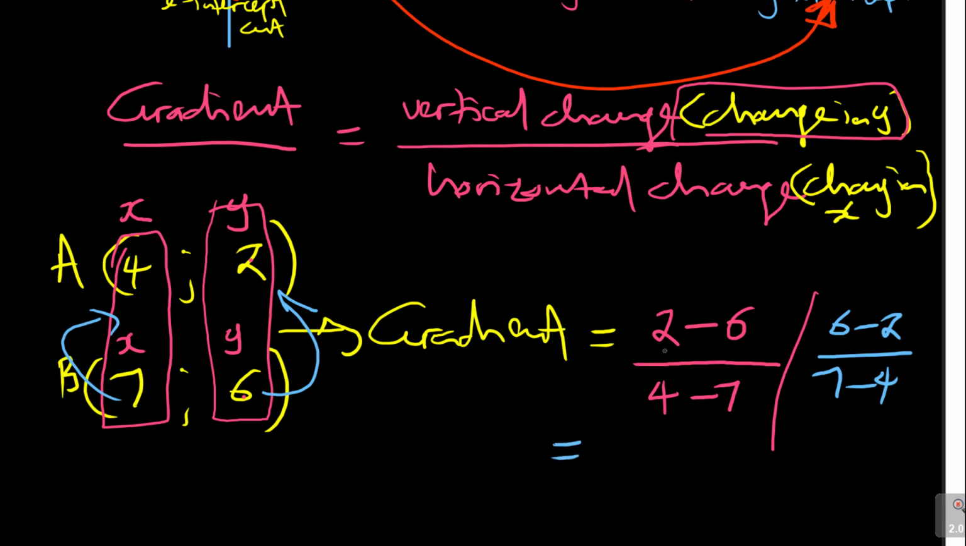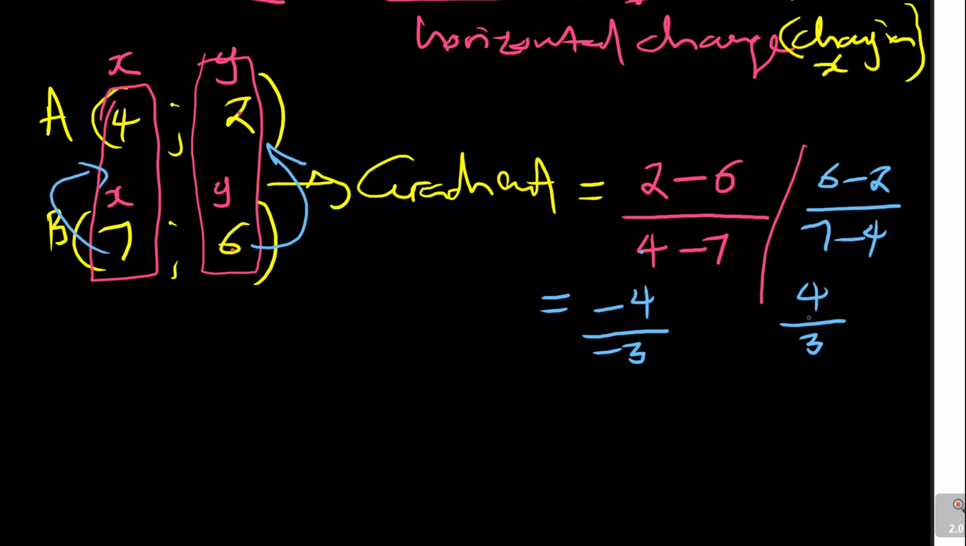The answer we get, like here, 2 minus 6 is minus 4 over 4 minus 7 is minus 3. Even here, 6 minus 2 is 4 over 7 minus 4 is 3. You see, what am I getting? I'm getting here 4 over 3, but here minus 4 over minus 3. But don't forget, a negative over a negative is positive. This is still the same as 4 over 3.